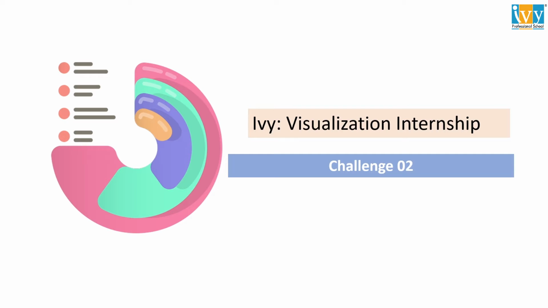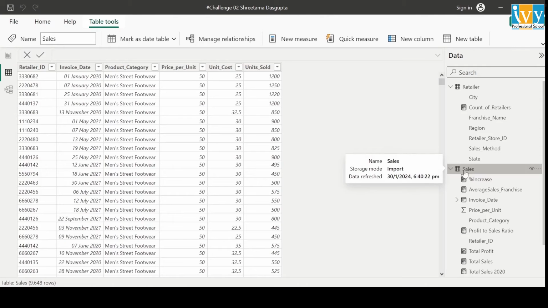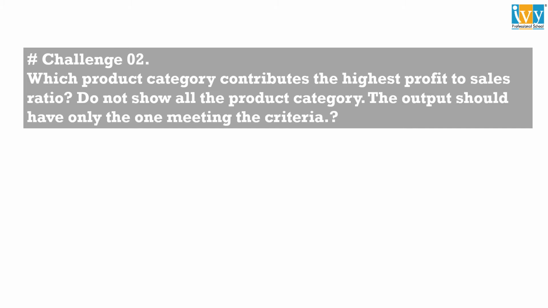Welcome back to the challenge series of Ivy Professional Schools Visualization Internship. This is challenge 2 with the same dataset as that of challenge 1, which is the retailers table and the sales table. The question is, which product category contributes the highest profit to sales ratio?